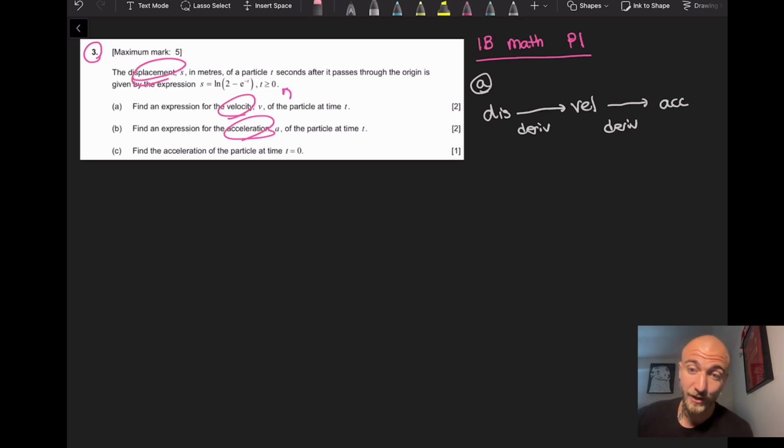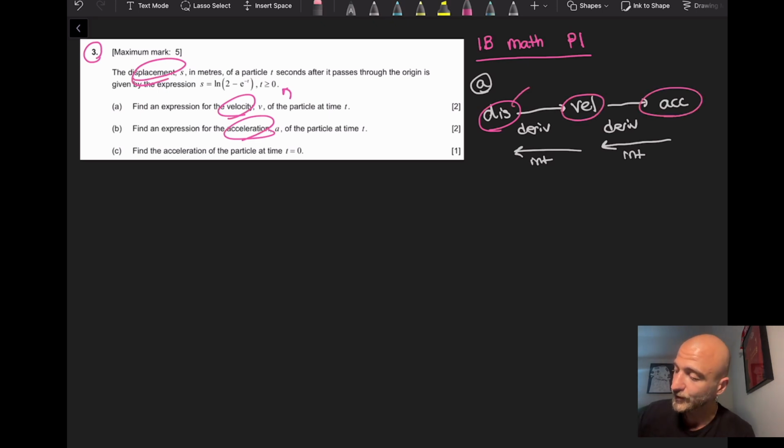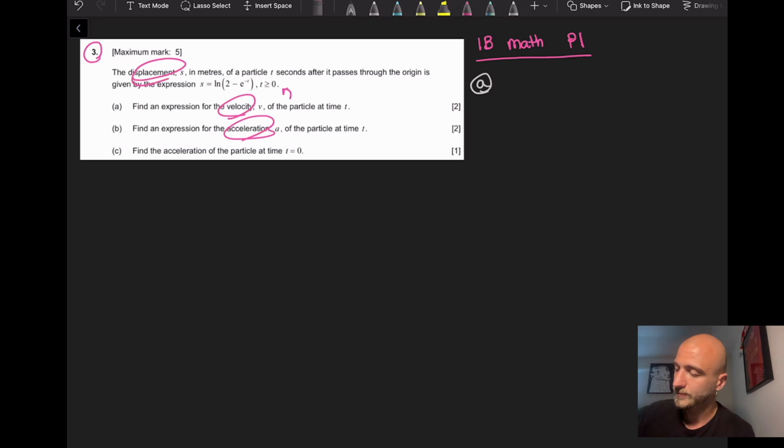In a different unit, when we talk about integration, we can go the other way around. If I have acceleration and I want to go towards velocity, I would take the integral. And if I have velocity and want to figure out displacement, I take the integral. But right now, they give us the expression for displacement, and we are asked first to figure out velocity, and we'll see in parts B and C, the acceleration afterwards. So we're going to be taking a lot of derivatives for this question. Okay, let's erase this so we've got a bit more clean space to work with. Let's get to it.